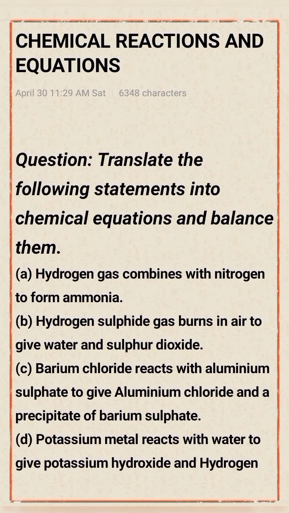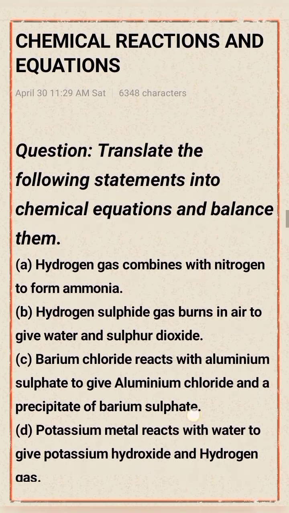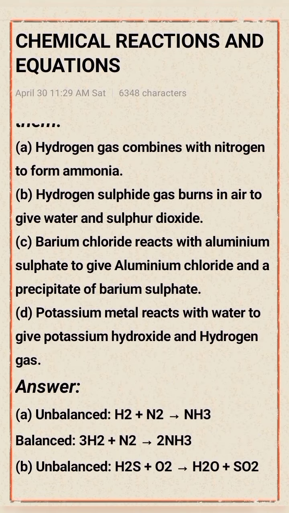Now the different question type. Translate the following statements into chemical equations and balance them. Number A: hydrogen gas combined with nitrogen to form ammonia. That is the unbalanced equation H2 hydrogen plus N2 nitrogen, the product formation NH3. The balanced equation is 3H2 plus N2 product, with 2 before it, that is 2NH3.